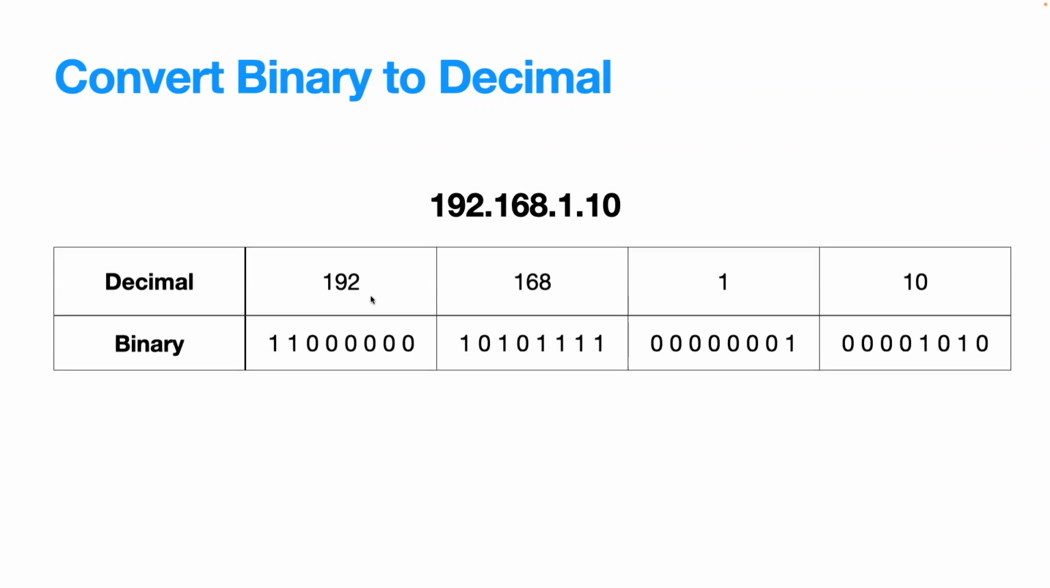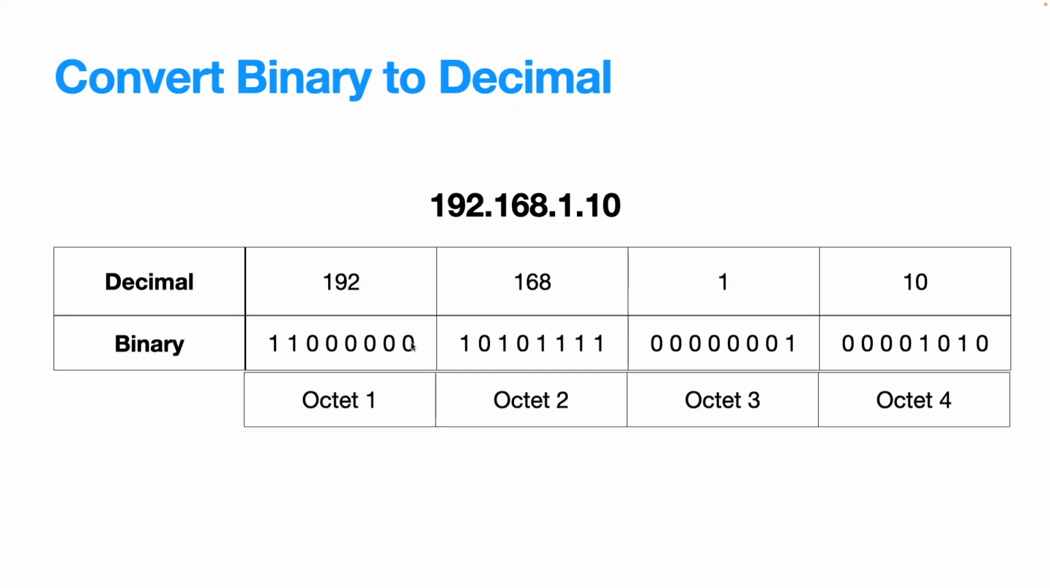In an IPv4 address, every decimal number has 8 bits of binary. These 8 bits together are called an octet. So our IPv4 address has 4 octets. Every octet has 8 bits. So an IPv4 address is 32 bits: 4 into 8, 32 bits.